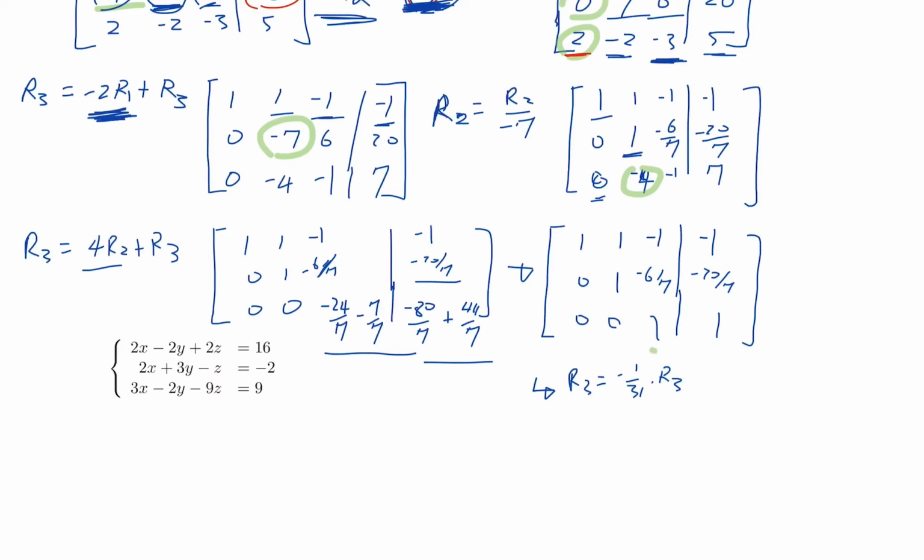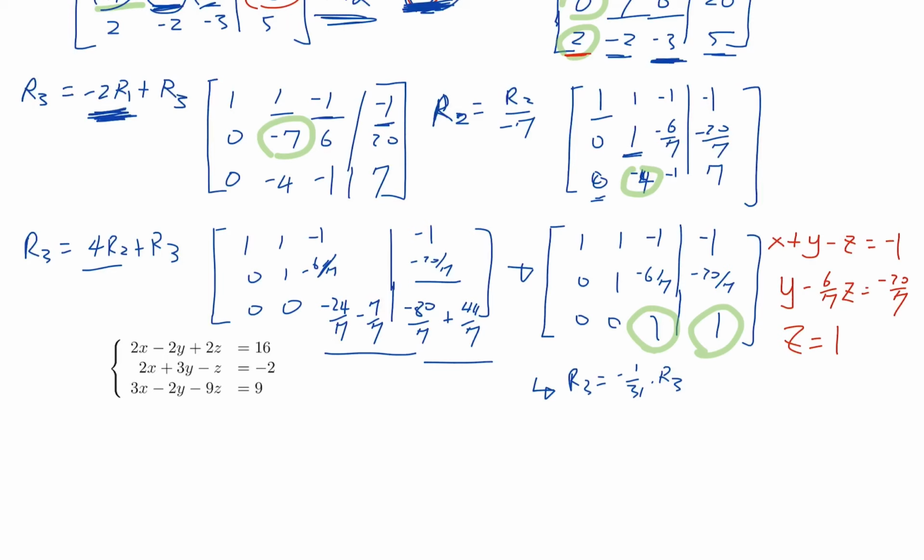So this tells us y equals 1. The second row tells us that, oops, sorry, this is not y. Since we have the third equation, we have z here. So this tells us z equals 1. The second equation tells us that 1y minus 6 over 7z equals negative 20 over 7. The first equation tells us that x plus y minus z equals negative 1.